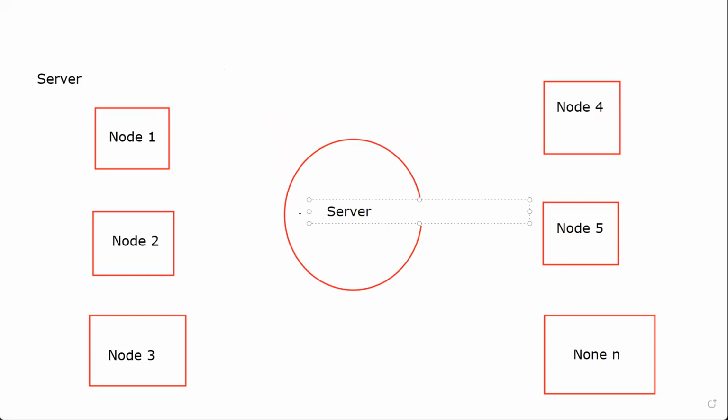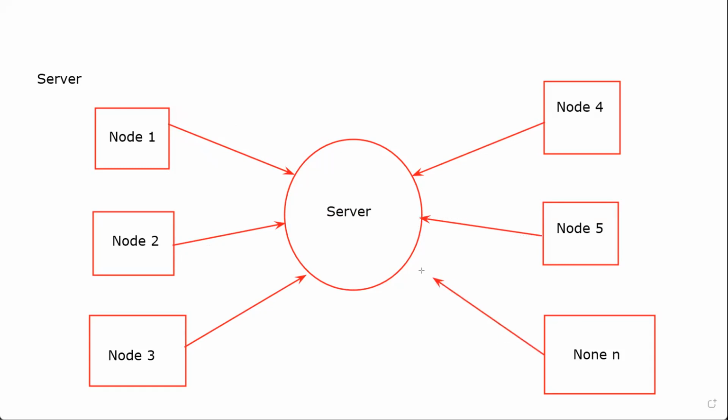The server is the computer which provides service to all the nodes. So you can see that all the nodes, node 1, node 2, node 3, are connected with the server, and they all have to get the information from the server only, because the server is the computer which processes the data and provides us the information.